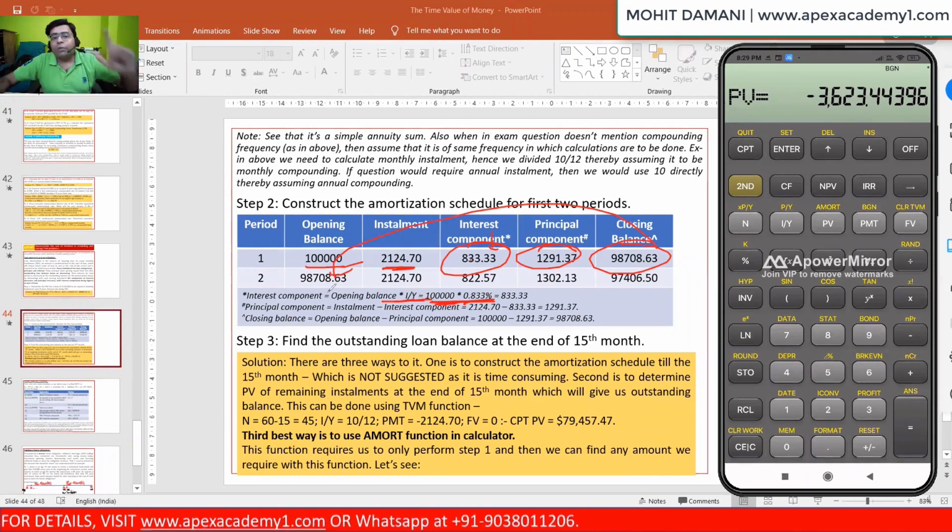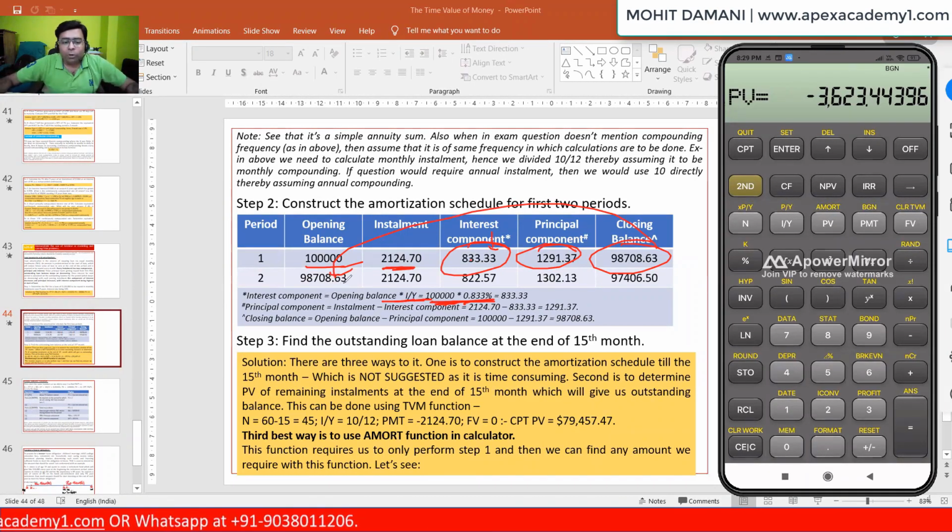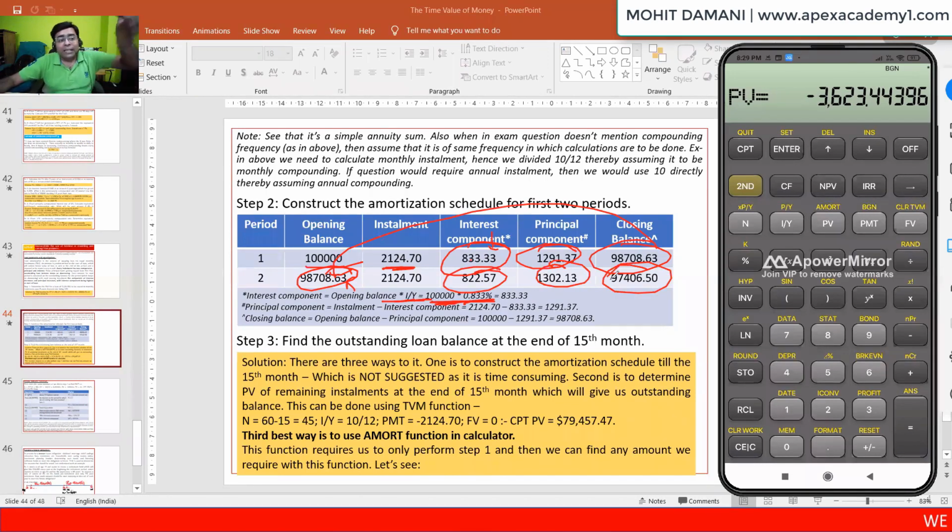Now interest is always paid on the outstanding, not on the total amount drawn. So for this period, the outstanding is this. This is the interest, this is the principal, and this will be your closing balance. And this will keep on happening again and again, so on and so forth.